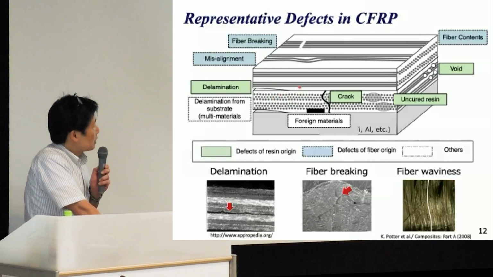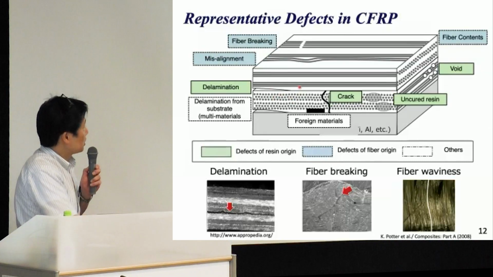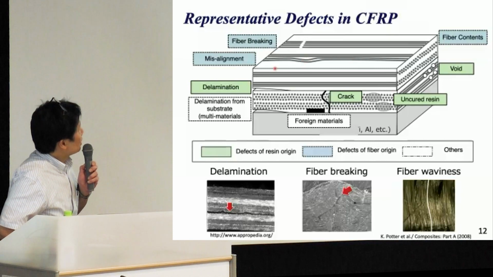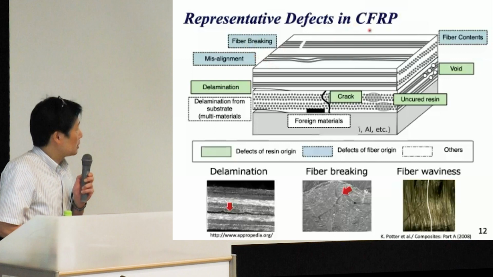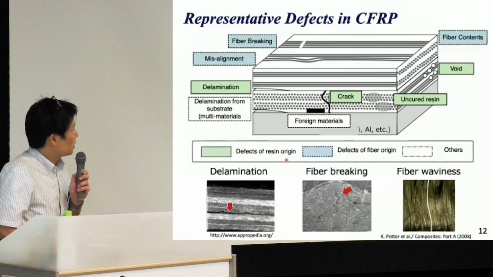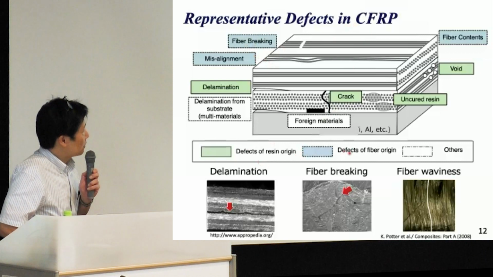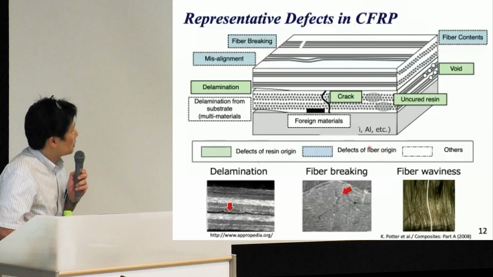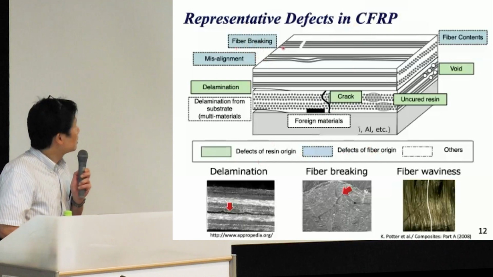And non-destructive testing techniques for CFRP are not well established, so we should develop them in future. What you see here now are representative defects in CFRP. Defects in CFRP are categorized into two types: defects of resin origin and defects of fiber origin. The fiber origin defects include fiber breaking, misalignment, and fiber content.